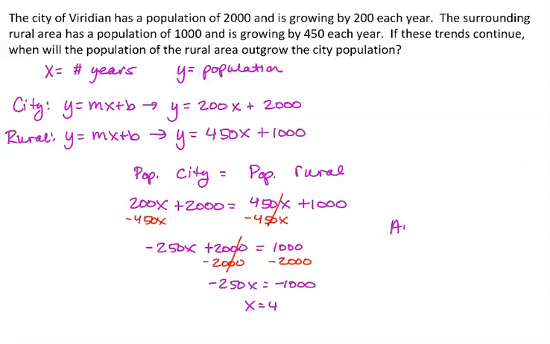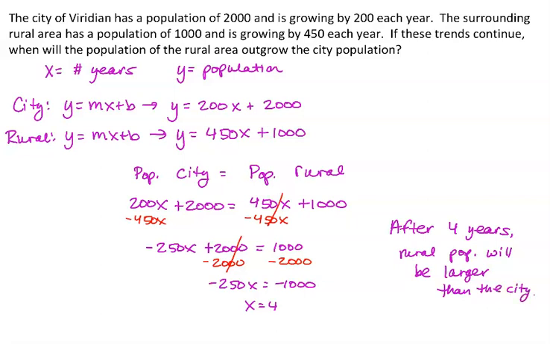So anytime after 4 years, the rural population will be larger than the city. So at exactly 4 years, the populations will be the same. Anything after 4 years, the rural population will be larger from there.